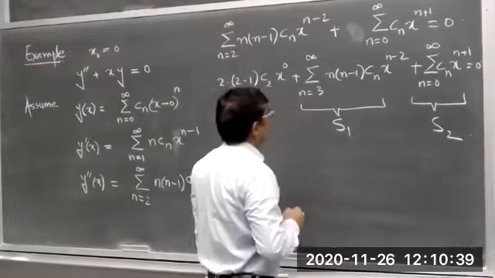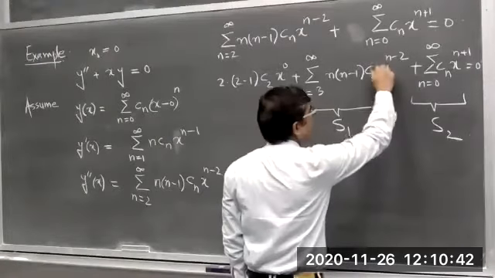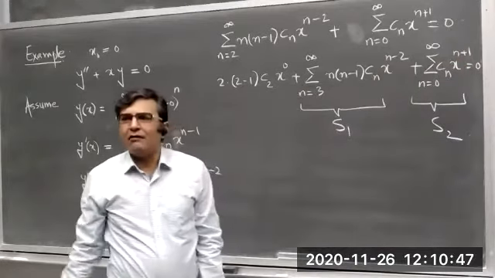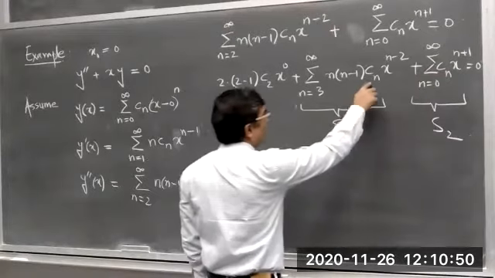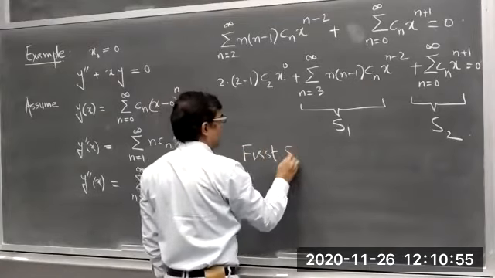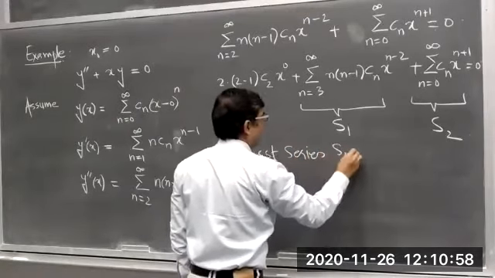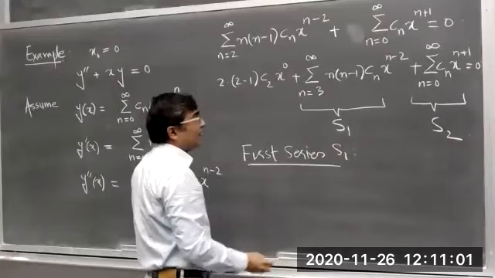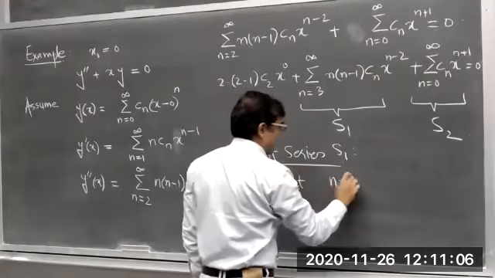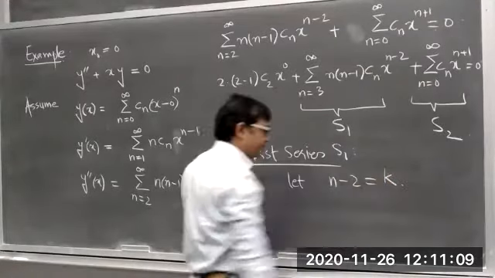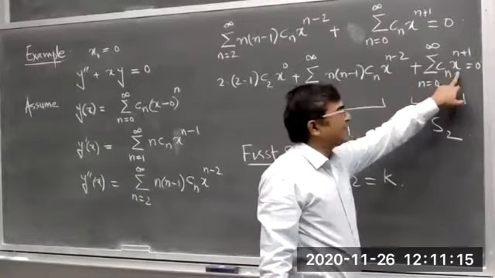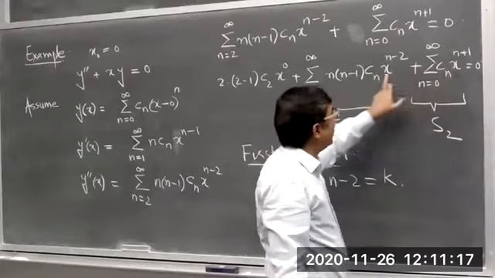Now, the second step is we have to make the powers of x identical in both series. How do we do this? For example, if we consider the first series S1, we substitute n minus 2; you can say that let n minus 2 be equal to some other variable k. Now we are going to make the exponents of x identical. How do we make them identical?